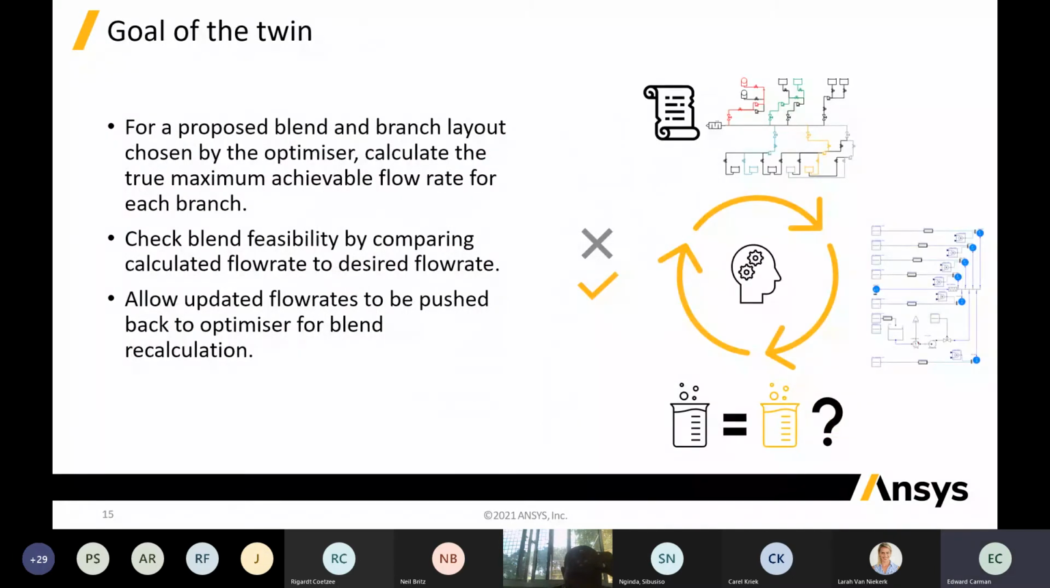So the goal of our twin model was to say, well, given a certain blend and the layout that's been chosen by the optimizer, can we calculate the actual achievable flow rates before we switch this on and start putting it through the plant? And then once we've done that calculation, can we check that the blend is actually feasible? And if it's not feasible, let's feed this data back to the optimizer to tell it to recalculate the blend with the updated information.